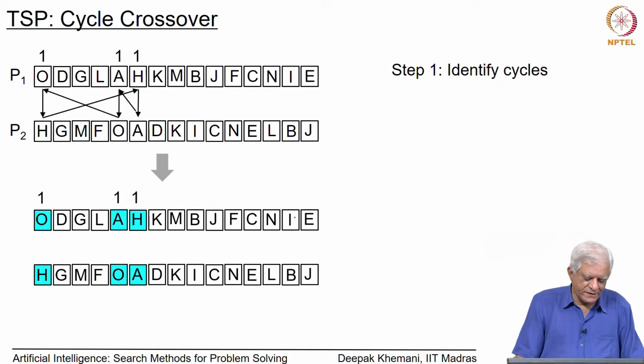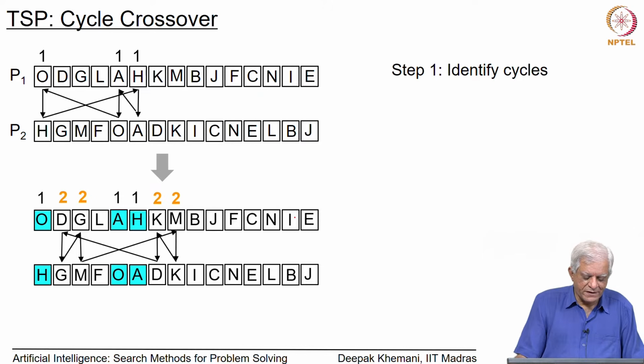We start with city D now, the second city in parent 1, and look for the second cycle. The same process follows: we follow where the corresponding city is in the first parent, and we keep doing this till we have reached the original city back. So, here we started with D, went to G, from G we went to M, from M we went to K, and from K we came back to D, and this gives us a second cycle.